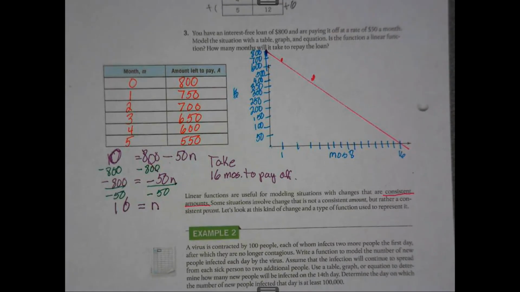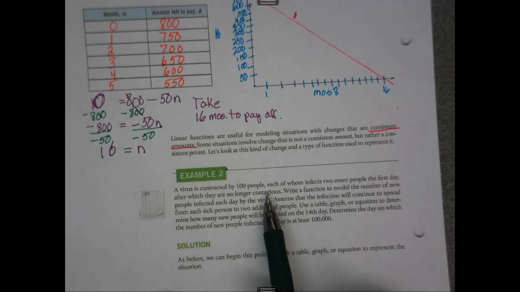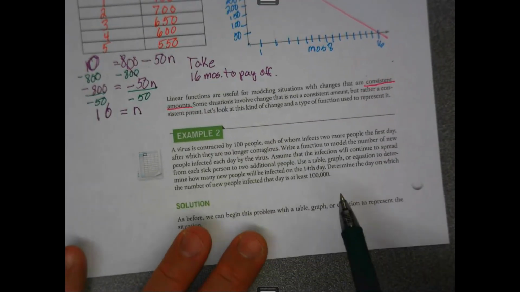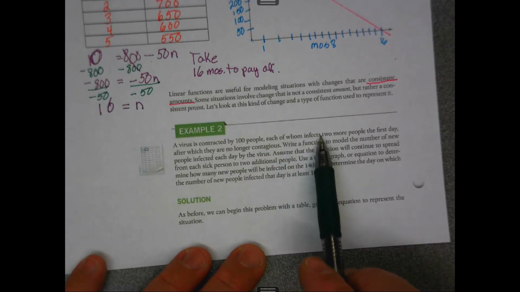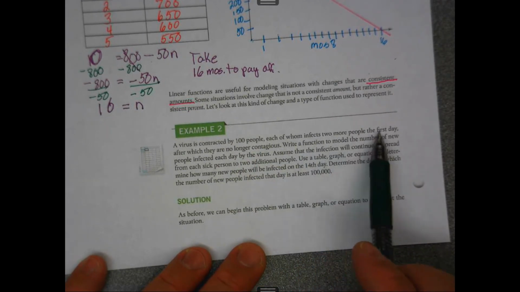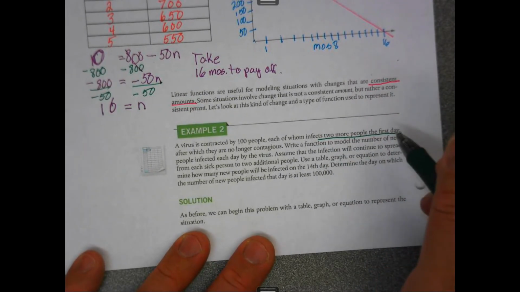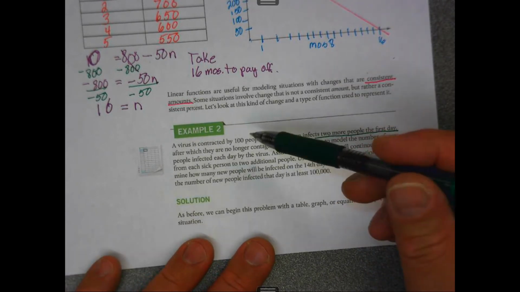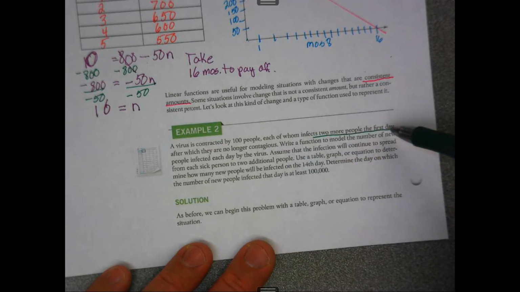Okay, so the next function we're going to look at is the geometric function, right? A virus is contracted by 100 people, each who infects 2 more people the first day. So another way of saying this is it doubles. After which they are no longer contagious. Write a function and model the new number.